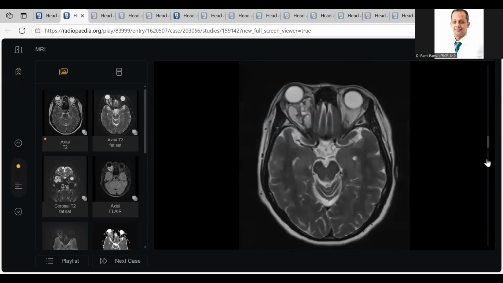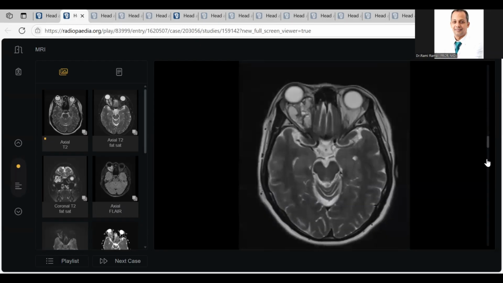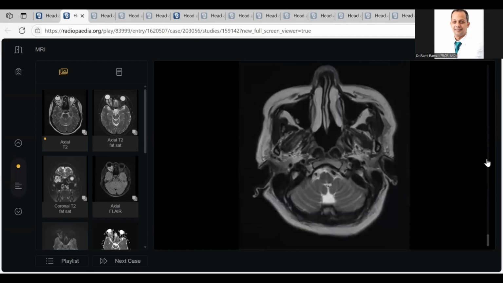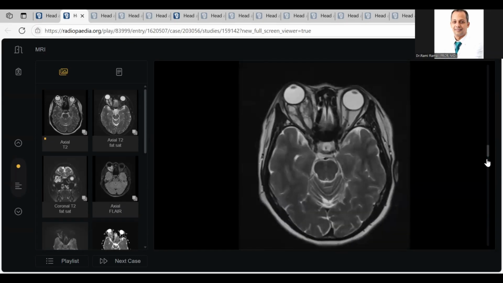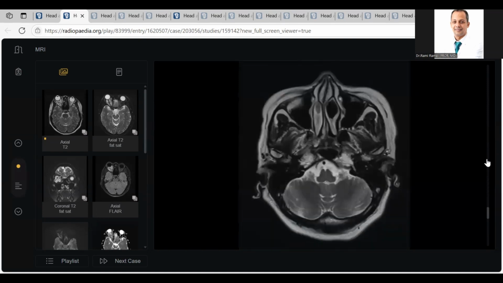So, sir, these are axial views. I'm observing the brain window and there's no abnormality in the visualized part of the brain. The paranasal sinuses and the nasal sinus appear to be fine, and the brainstem also appears to be normal. There are abnormal signal intensity areas identified along the retroorbital region on the right side.